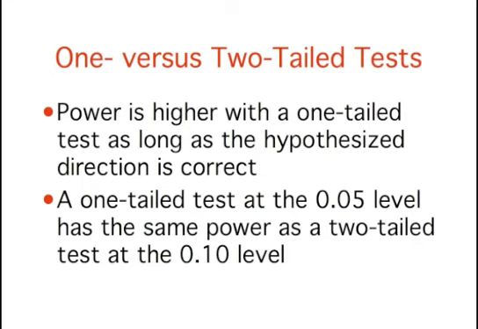Power is higher with a one-tailed test than with a two-tailed test, as long as the hypothesized direction is correct. A one-tailed test at the 0.05 level has the same power as a two-tailed test at the 0.10 level. A one-tailed test, in effect, raises the significance level.